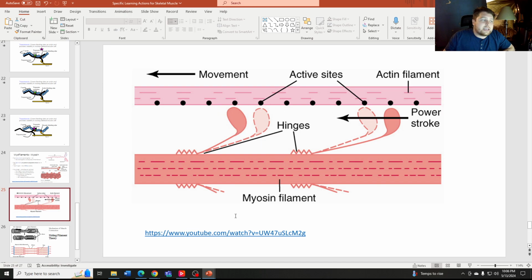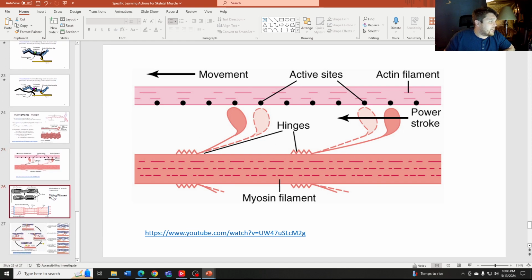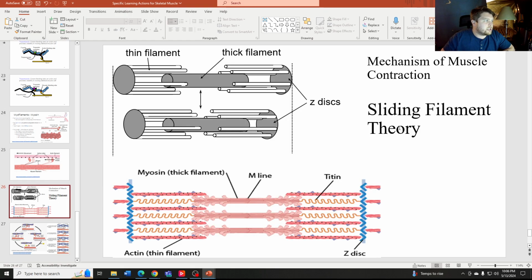So the biggest thing here, that's kind of the whole process very, very quickly. That's what you really want to know for this portion of the material: that step by step, exactly how all of that happens. That whole process, this power stroke and all this stuff happening, is known as the sliding filament theory. Okay?